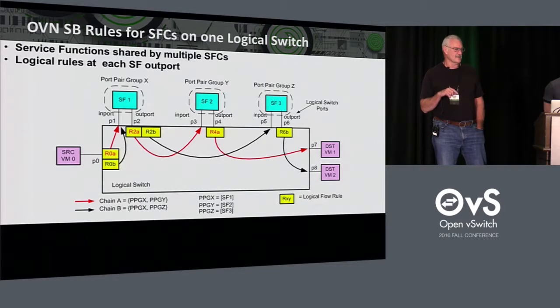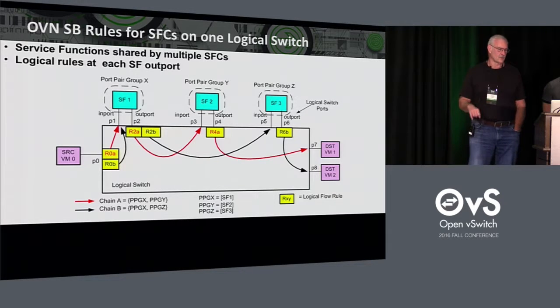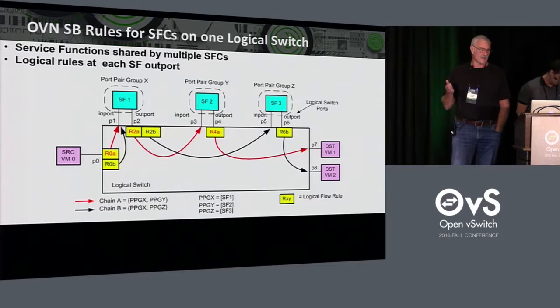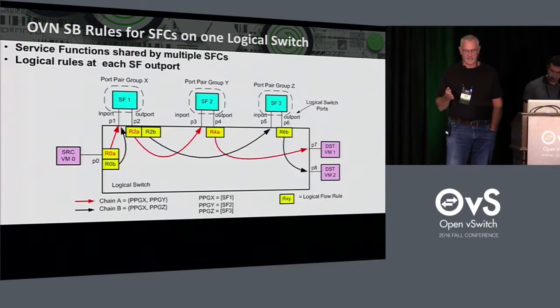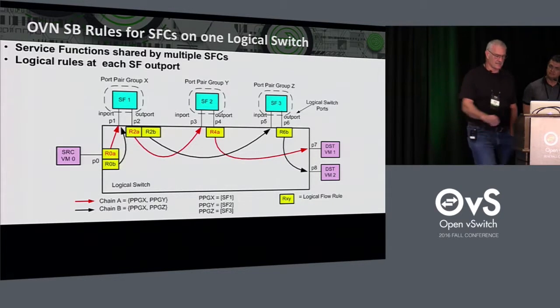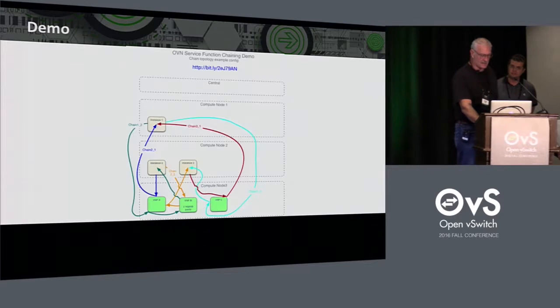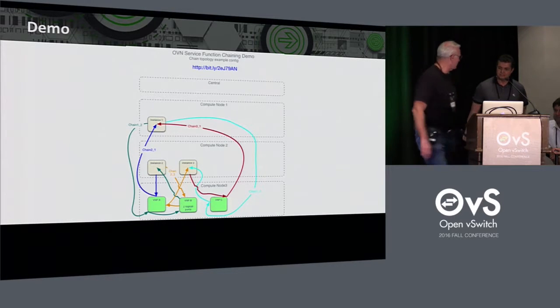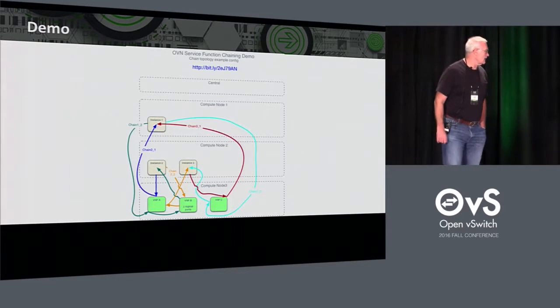So what you see there is a number of flow rules, simply indicated as R0A, which means a rule on port A is going to do the matching for chain A. R0B, on port 0, is matching for chain B, and so on through the network. To date, we've actually got this implemented, and what I'd like to do now is hand it off to Flavio, who'll work through a demo that we have.